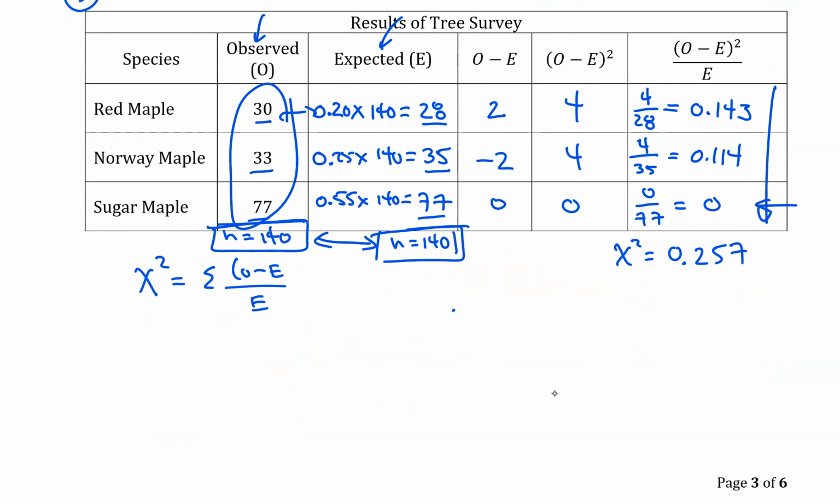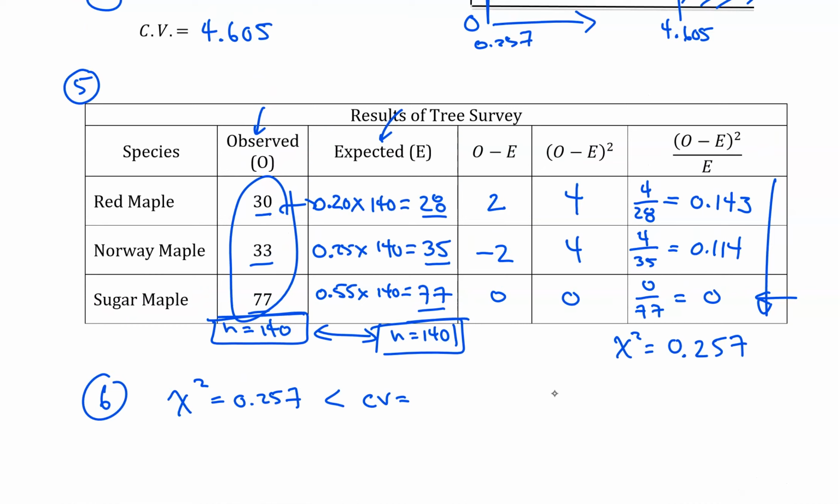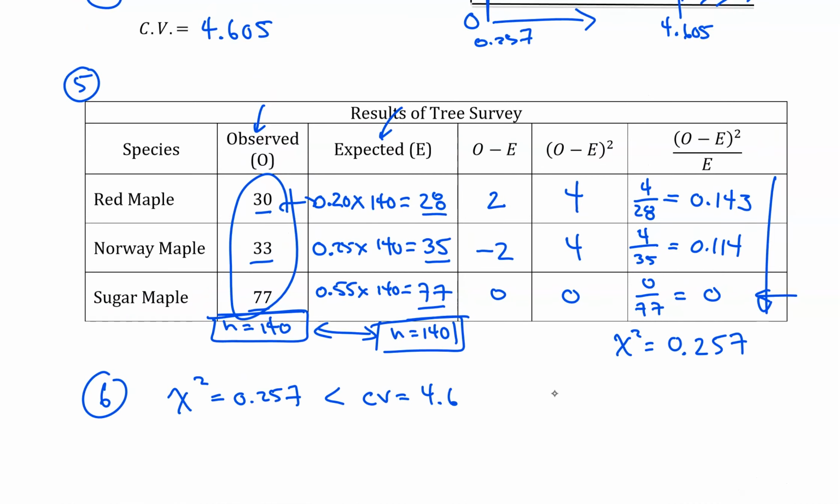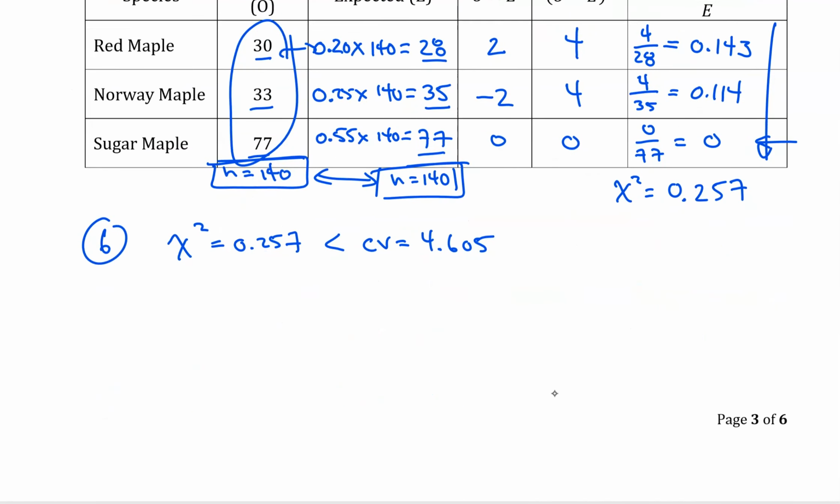So I'm going to get rid of this just because it's a little crowded in there. So step 6, same as always, defend our conclusion. So the chi-squared of 0.257 in this case is less than my critical value of 4.605. So not in the critical region. Chi-squared is not in the critical region.